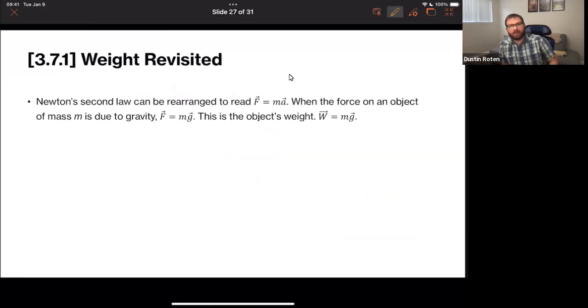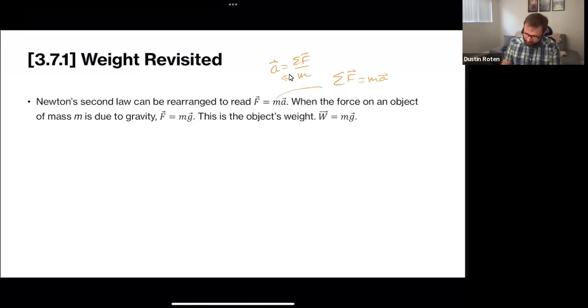Okay, this is just a side quest here. So Newton's second law can be rearranged. Instead of having A equals sum of F over M, we can literally just multiply the M over and get the sum of the forces equals MA. And sometimes in shorthand, they don't even write the sum in front. So a lot of times you'll just see it as F equals MA. But this is the summed forces. It's just not always written that way in every textbook.